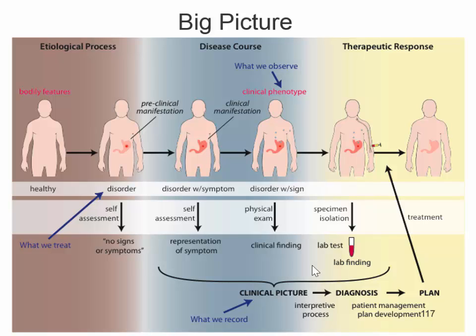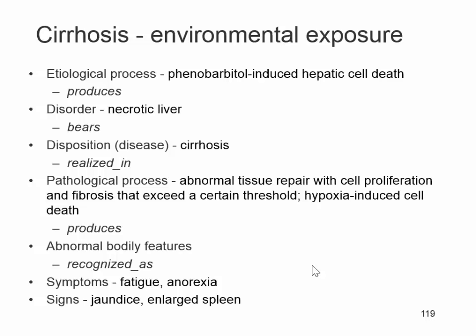And then in the case of cirrhosis, the etiological process is hepatic cell death, which produces a disorder which is the necrotic liver, the changed liver, which is a part of your body. It's a material entity. And this liver bears a disposition which is the disease called cirrhosis. And this disease is realized in a pathological process of abnormal tissue repair and hypoxia-induced cell death. And this produces abnormal bodily features in the form of signs such as fatigue and anorexia, and symptoms such as fatigue and anorexia, and signs of jaundice and an enlarged spleen. The signs can be seen by both the doctor and or the patient. The symptoms can only be experienced by the patient.